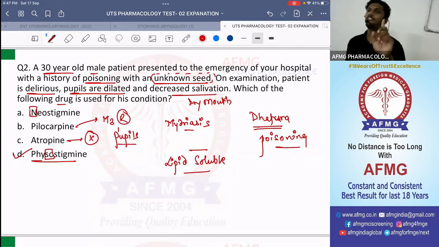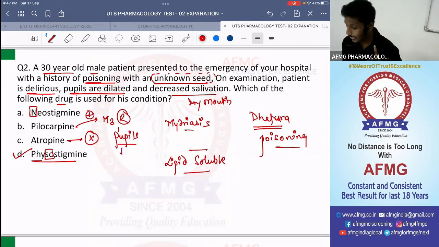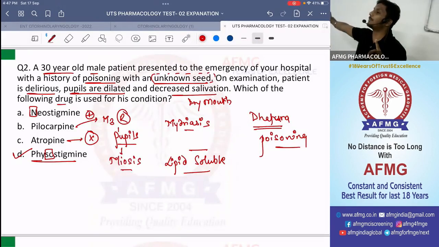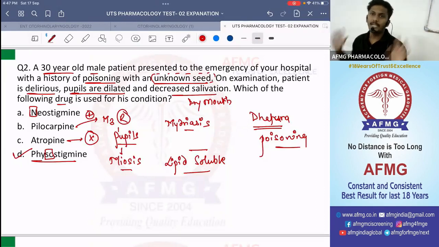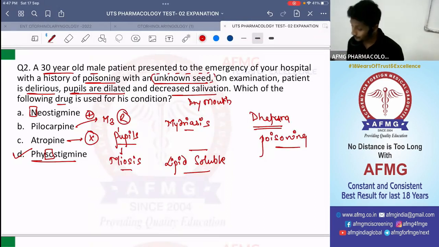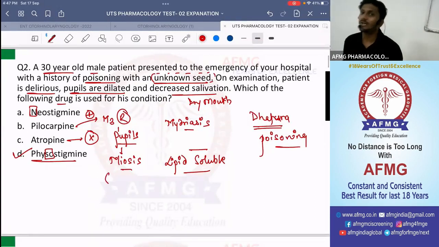Therefore, if it stimulates the M3 receptors in the pupils, it will cause miosis. It will only lead to miosis. So only one symptom can be improved with pilocarpine, that is mydriasis, not the CNS symptoms or the secretory symptoms of the patient. And miosis, where do you use pilocarpine, which is the M3 agonist? It is used in cases of glaucoma.